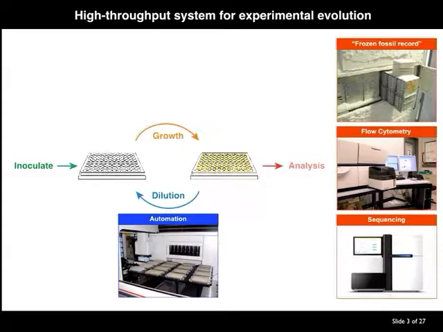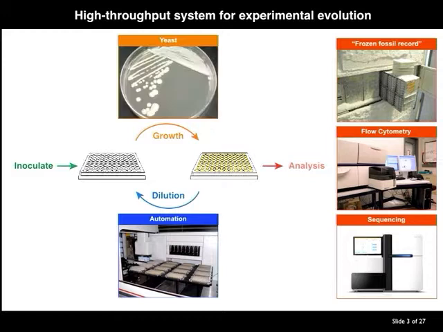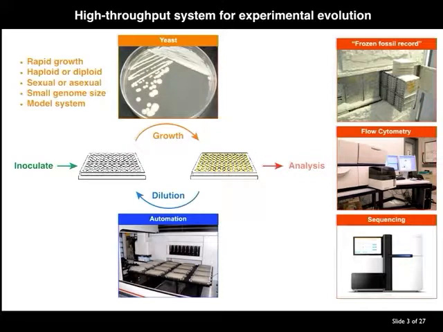As George mentioned in the introduction, and I may have mentioned offhand, we do this in yeast. There are a number of reasons why I think yeast is sort of an ideal system for doing experimental evolution. Yeast is a rapidly fast-growing microorganism, so it divides every 90 minutes. We can easily get 10 generations of growth per day. So within a year, you can easily get 3,000 generations of experimental evolution.